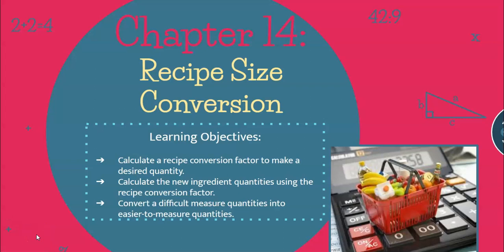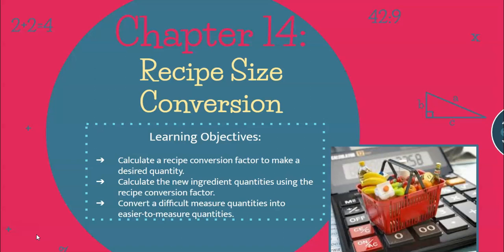All right, today's screencast is going to talk to you about recipe size conversion. So what that means is you're going to learn how to calculate a conversion factor. A conversion factor is either going to increase or decrease recipe amounts. It's a number you're going to multiply each individual ingredient by, and it's used to convert a recipe that yields 4 to a recipe that yields 72.